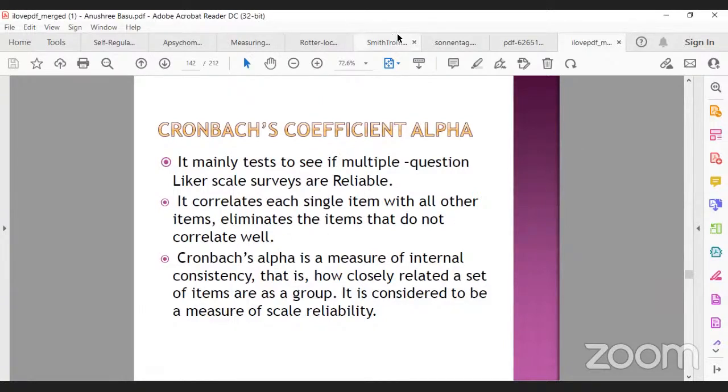So when we are trying to calculate coefficient alpha, this is our item 1, 2, 3, 4, 5. When we are talking about Cronbach coefficient alpha, it correlates each single item with all other items. So what would it look like? Let me change the color. How would it look like? 1 with 2, 1 with 3, 1 with 4, 1 with 5, and similarly 2 with 1, 2 with 3, 2 with 4 and 2 with 5. What is the method of checking internal consistency?